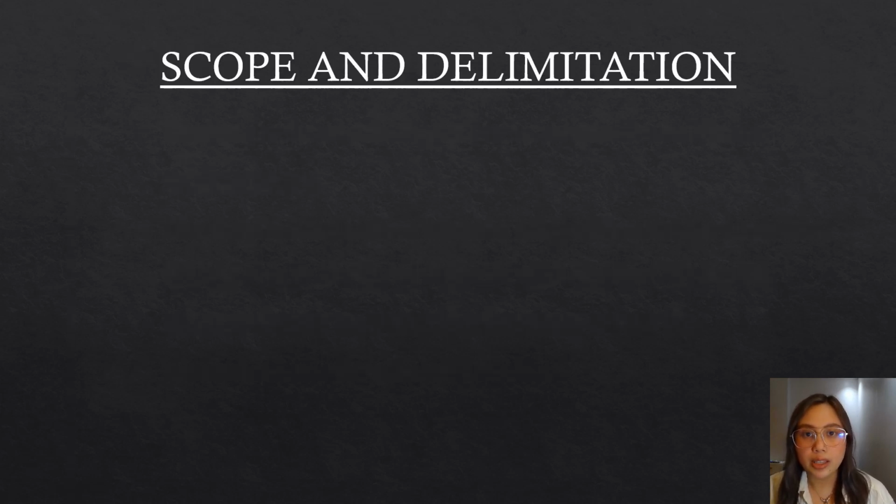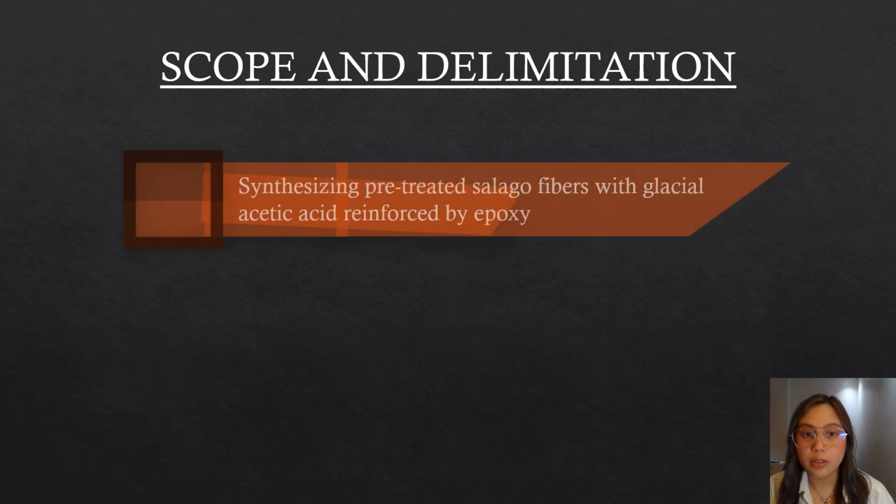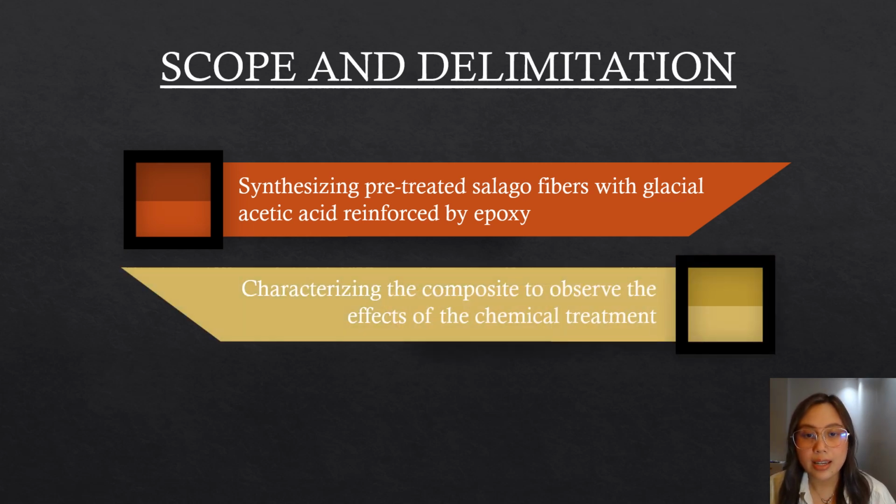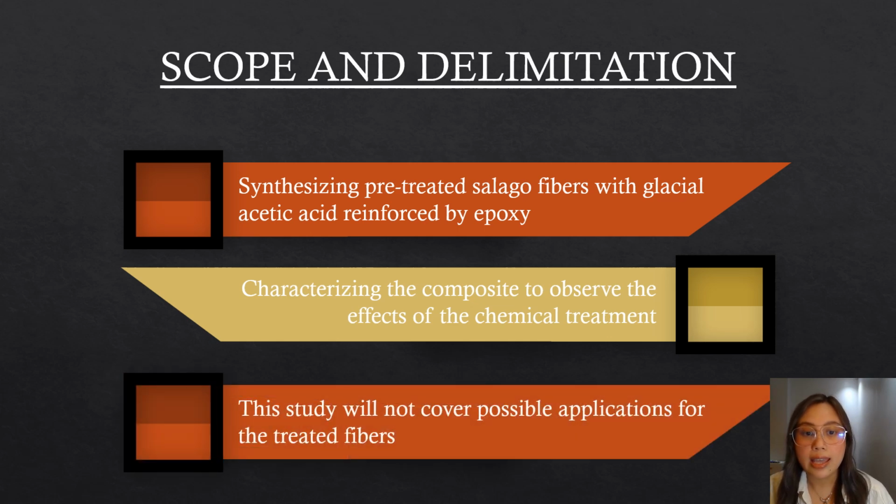For scope and delimitation, this study will cover synthesizing pre-treated Salago fibers with glacial acetic acid reinforced by epoxy, characterizing the composite to observe the effects of the chemical treatment, and this study will not cover possible applications for the treated fibers.